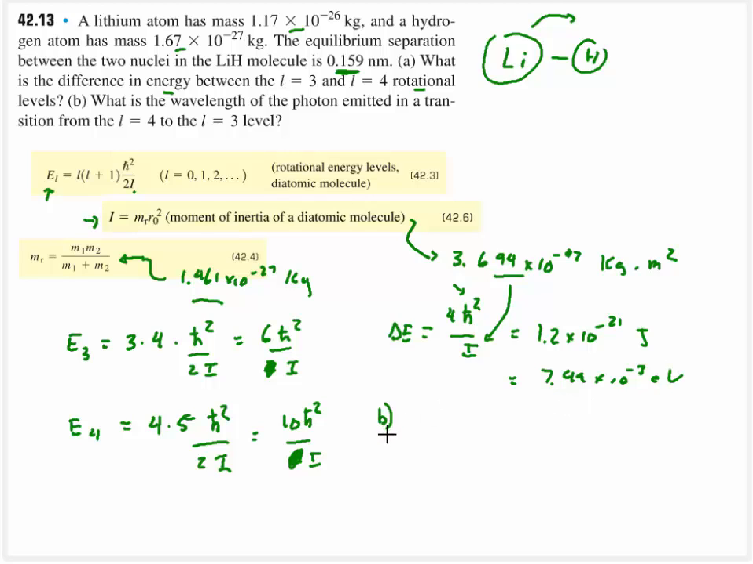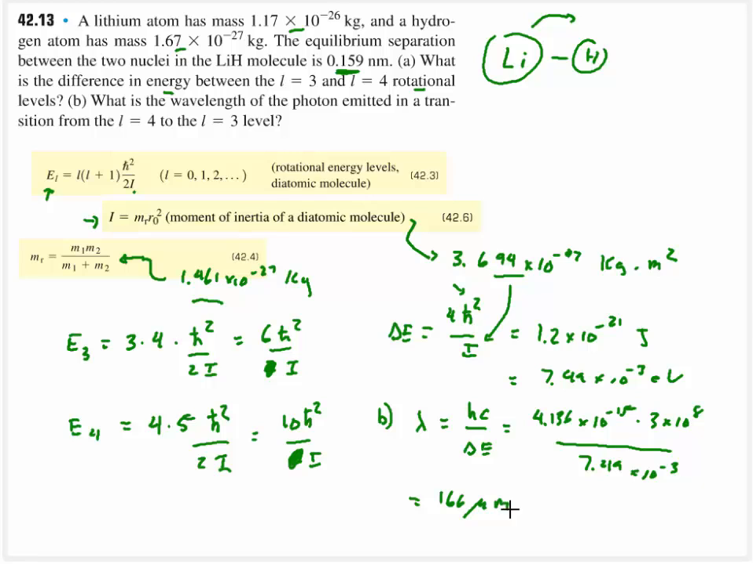Now for part B, we're interested in the wavelength. So same as before, wavelength is going to be equal to h multiplied by c divided by delta E. I'll do the electron volt version: 4.136 times 10 to the negative 15 electron volt seconds multiplied by 3 times 10 to the 8th, divided by 7.49 times 10 to the negative 3. And we're going to get 166 times 10 to the minus 6 meters, or 166 microns.